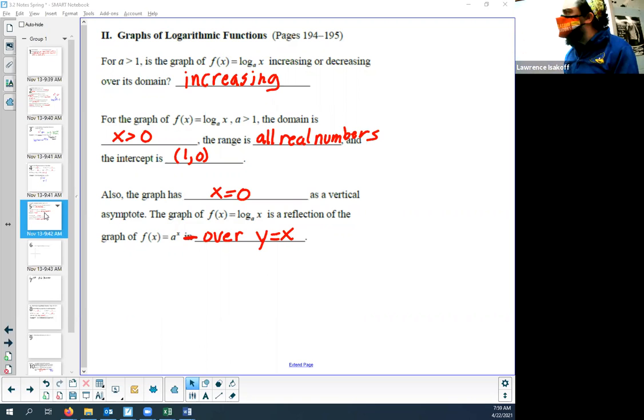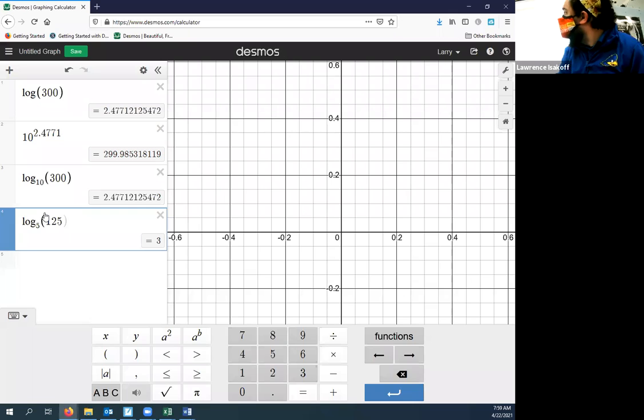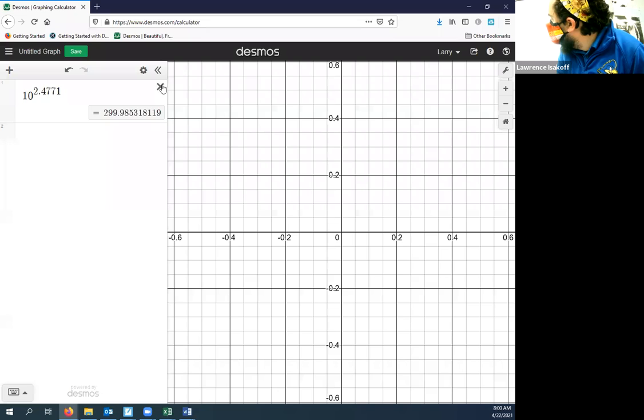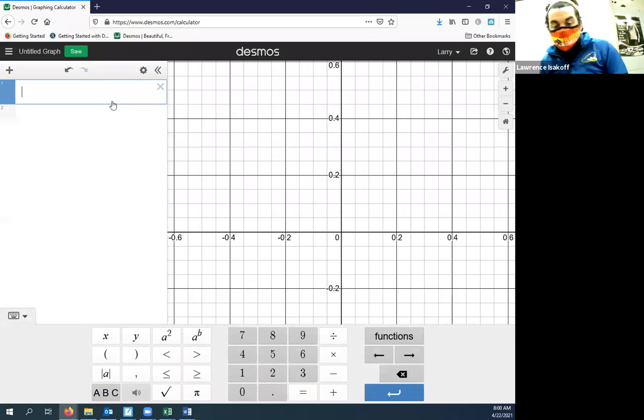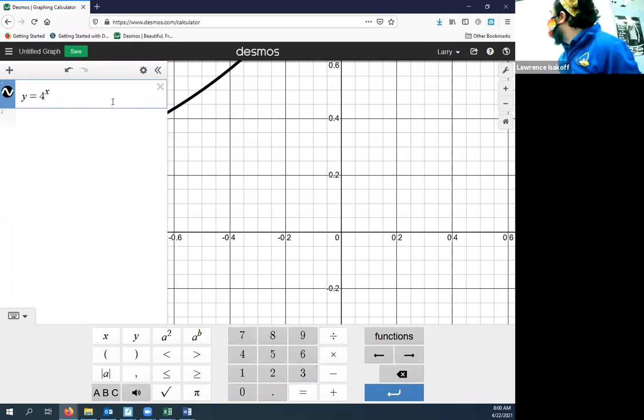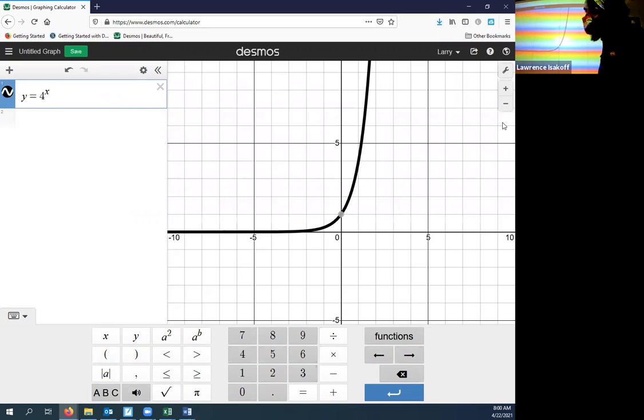So let's take a look at that before they have us graph one together. So let's delete all this out. So here with this, if I say y equals 4 to the x, we get this exponential here.